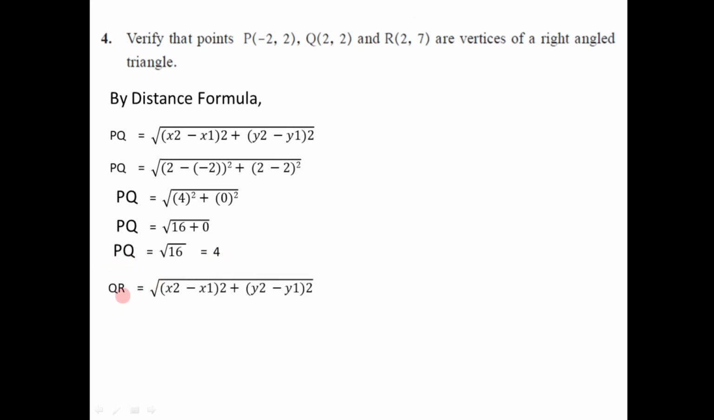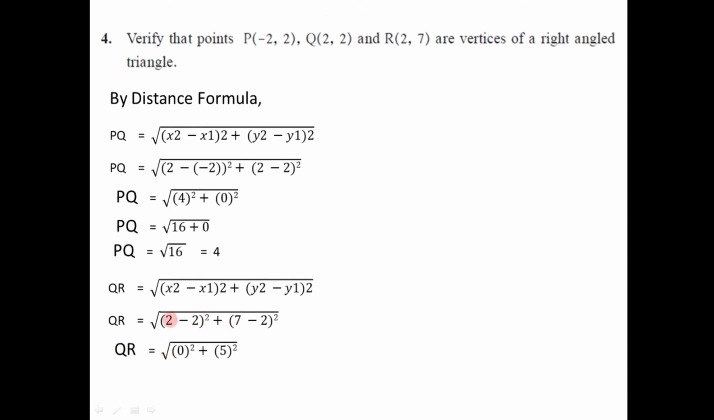In the same way, we can find the length of segment QR by having the same formula. This time we have to treat the coordinates of point Q as x1, y1 and coordinates of R as x2, y2. So if we replace here, we get x2 minus x1, that is 2 minus 2 bracket square plus y2 minus y1, that is 7 minus 2 bracket square.